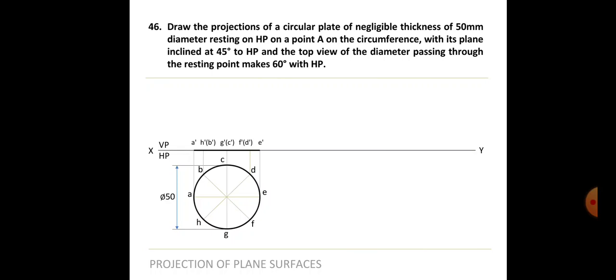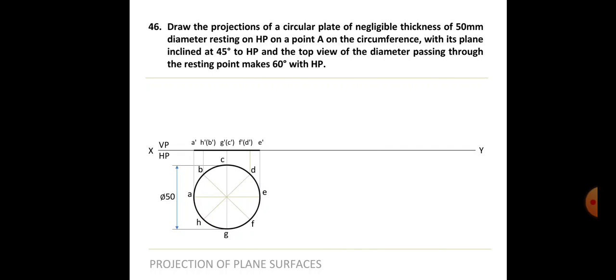Where the point A is there, we call it as A dash. Then on the other end of that is E dash, which is the diameter, A dash, E dash. And the remaining points correspondingly, H dash bracket B dash, G dash bracket C dash, F dash bracket D dash. So that completes the first view. So now we have to move to the second view.